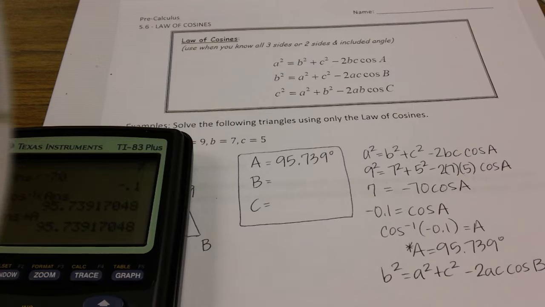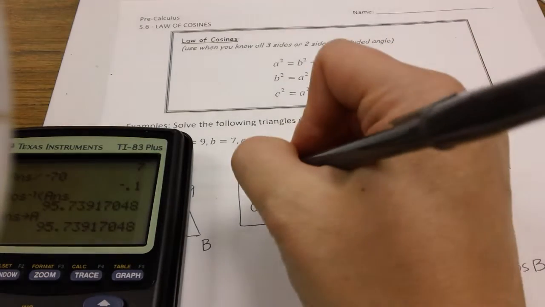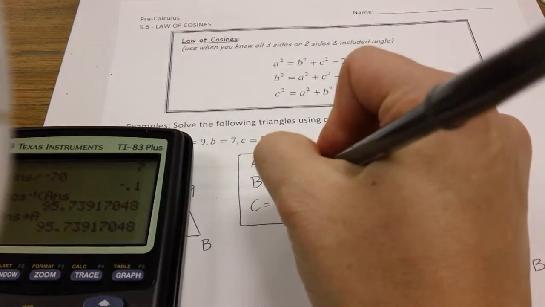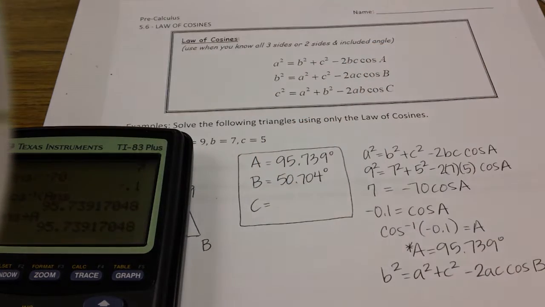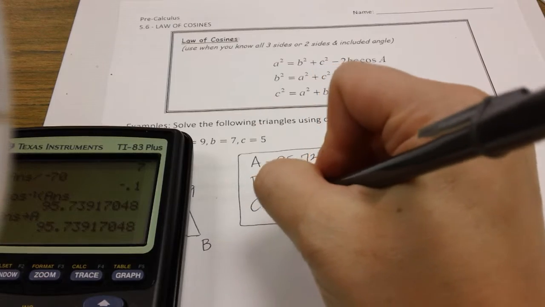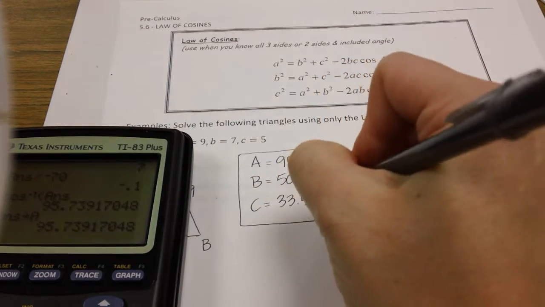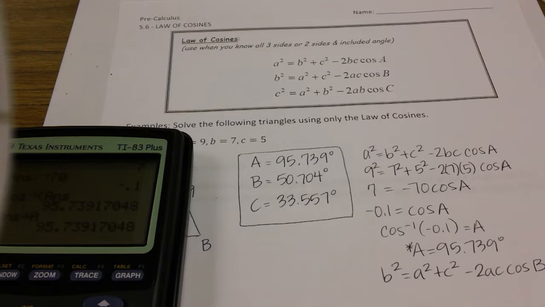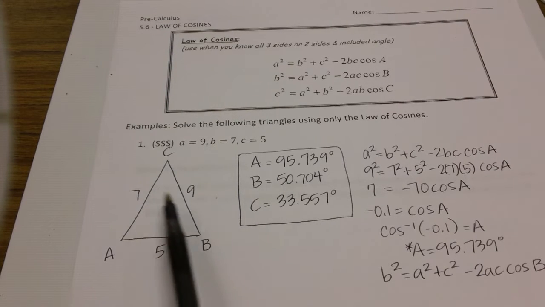Okay, doing so, you should have got angle B to be 50.704 degrees. Okay, now since you already have your A angle stored and your B value is either in your calculator or you stored that yourself, you can take 180 minus A minus B to get your C value, which is going to be 33.557 degrees. Okay, so this would be the answer to triangle number 1.